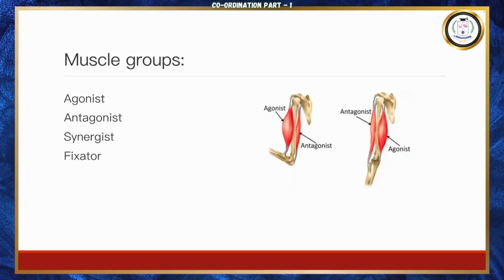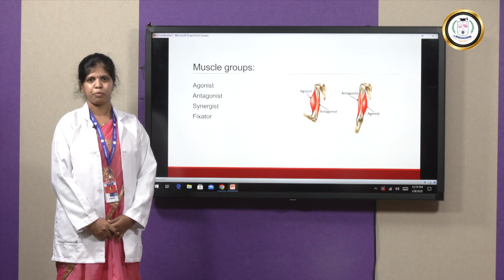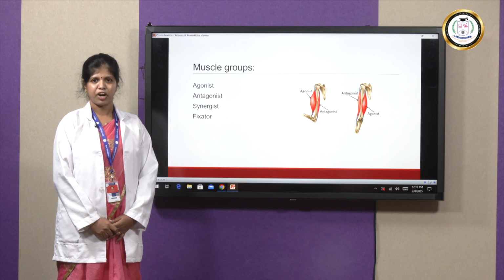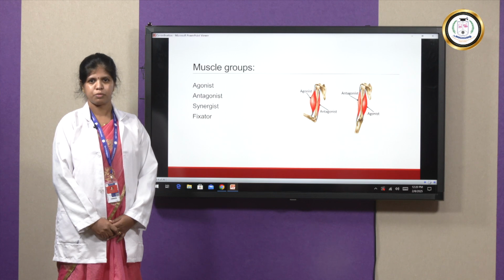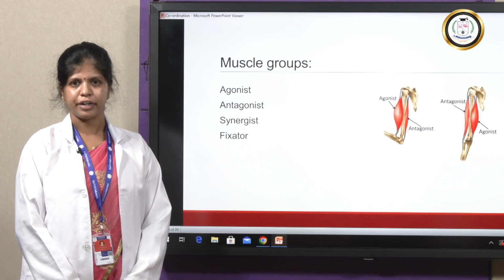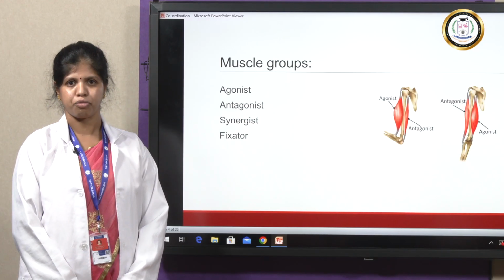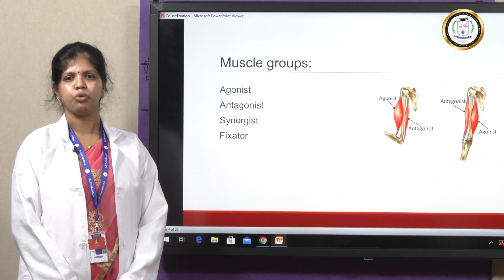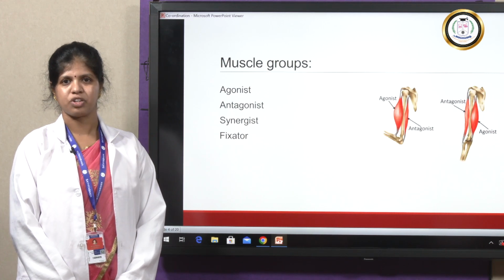And the last is the fixator. So what is a fixator? A stabilizing muscle. When one group is contracting, the other group goes for lengthening. In this process, there are some muscles which are responsible for stabilizing that particular joint. That is what we call a fixator. So it is very important for all these 4 groups of muscles to work in a coordinated manner. Then only can the movement or function be executed in a better way.